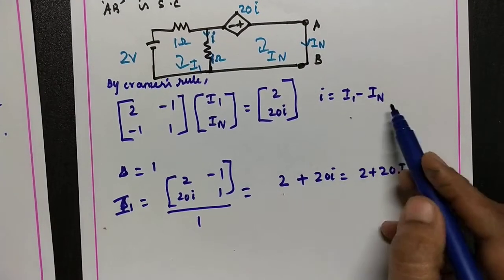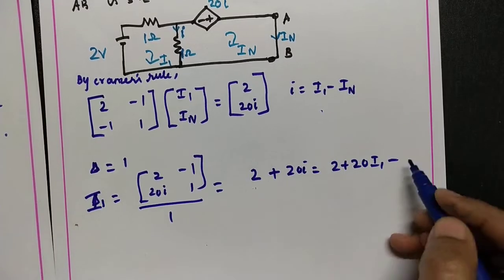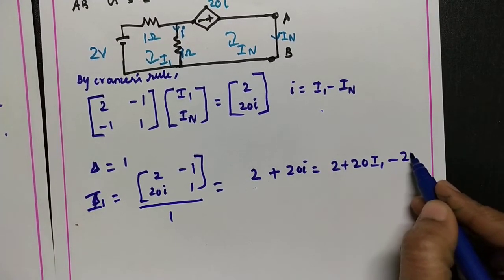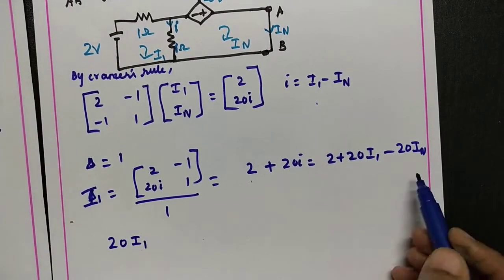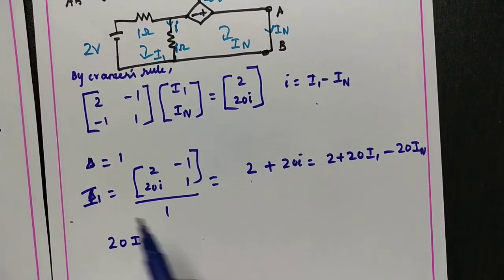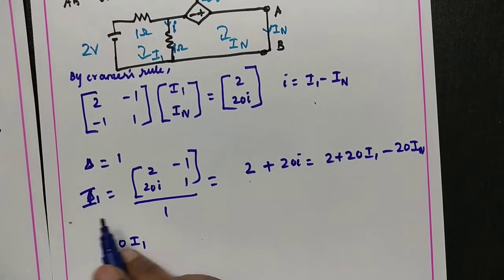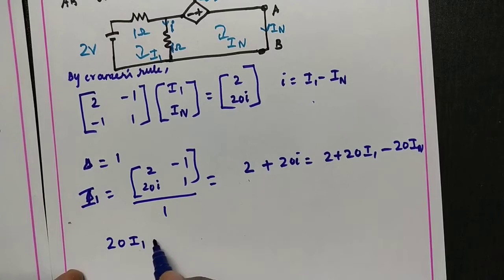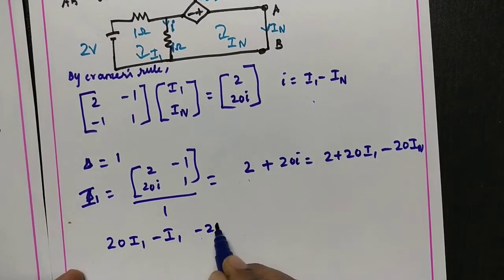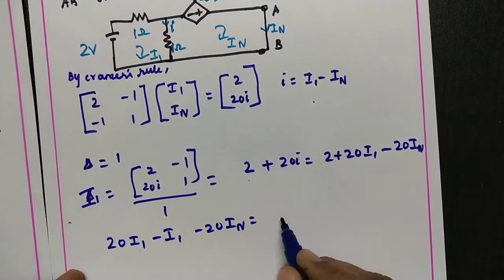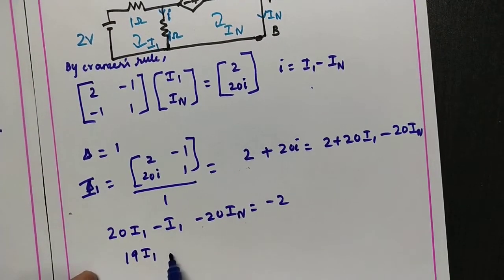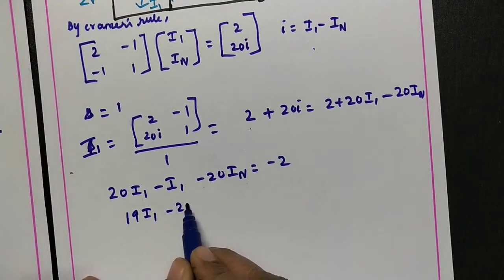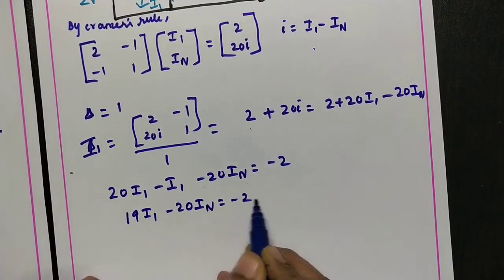Substituting for I as I1 minus IN, we get 2 plus 20I1 minus 20IN. Simplifying this, 20I1 minus 20IN minus I1, so minus I1 minus 20IN equal to minus 2. So this will become 19I1 minus 20IN equal to minus 2.